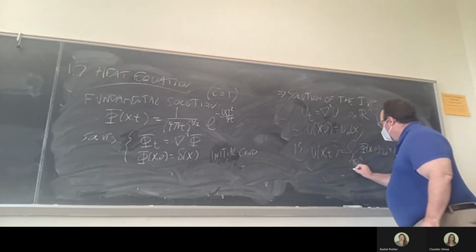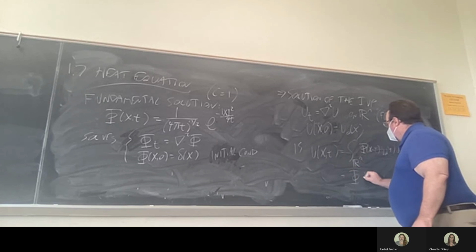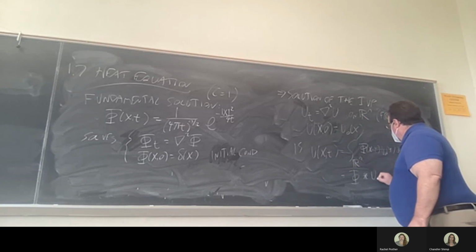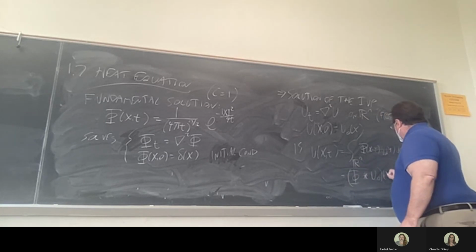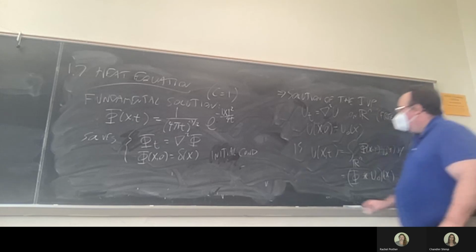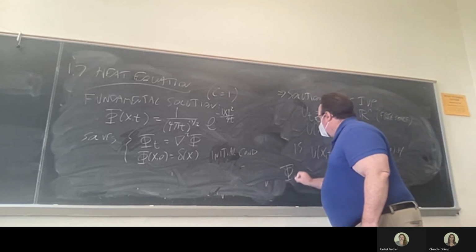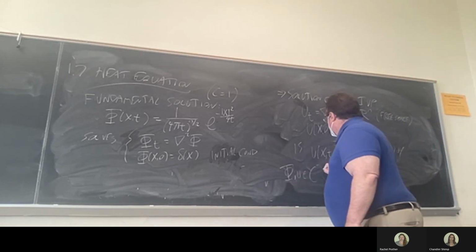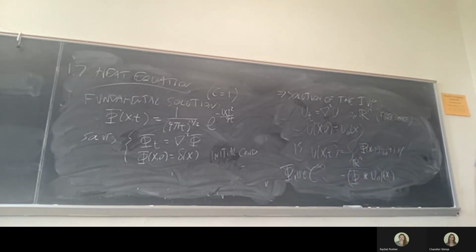So it's equal to phi convolved with u naught. And finally, phi and u are both C infinity functions, infinitely smooth.